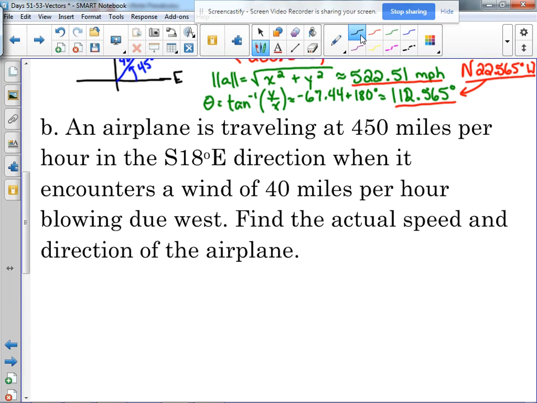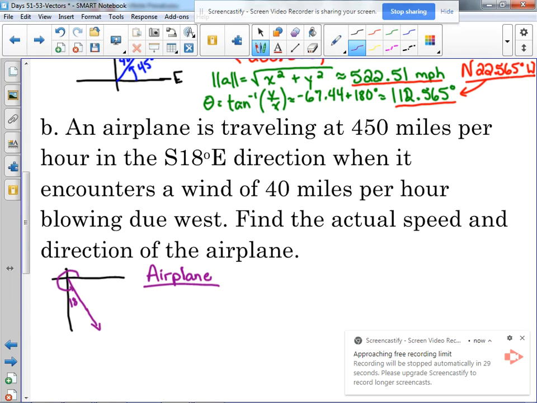So let's do our airplane south, 18 degrees east. So we start with south and we move 18 degrees towards east. So 18 goes right here. So our actual angle would be 270 plus 18. 270 is this point right here, so then we go 18 degrees past that.